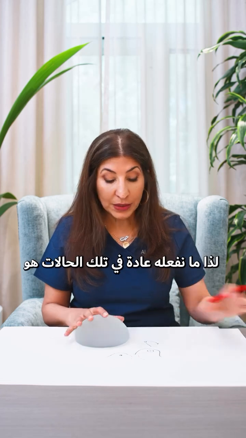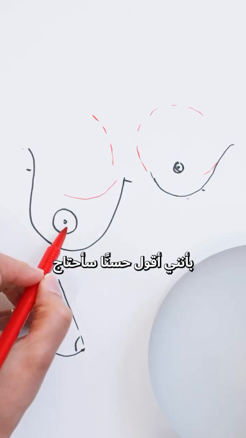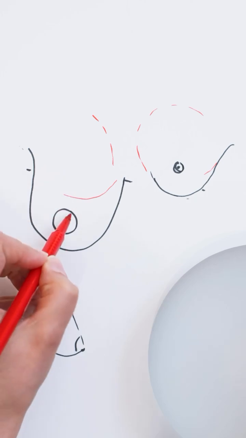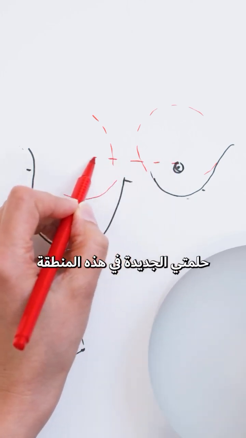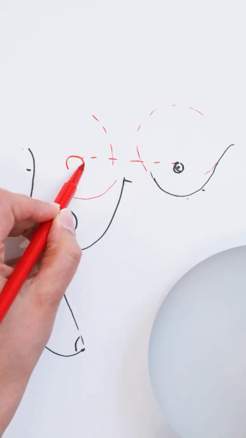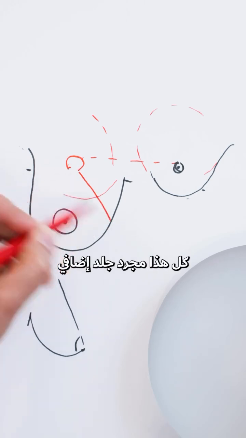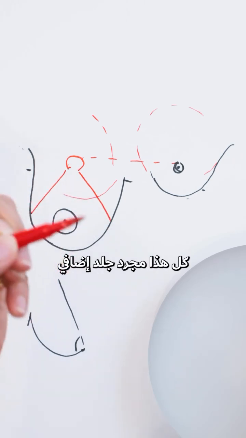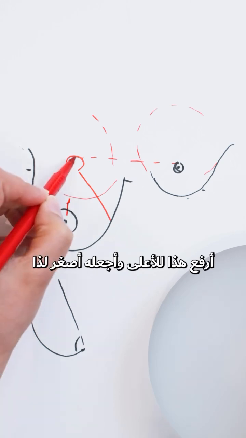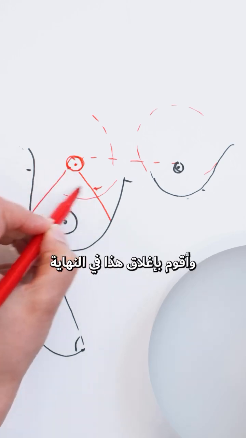So what we normally do in that situation is I say, okay, fine, I need to make my new nipple in this area and the same size. All this is extra skin. I bring this up, I make it smaller so the new nipple is here, and I close this.